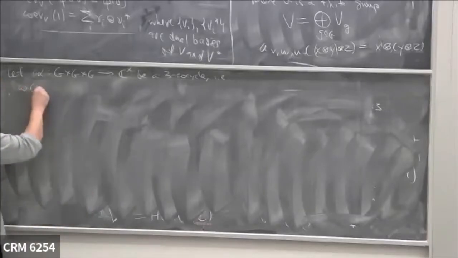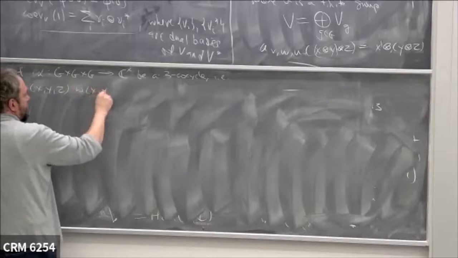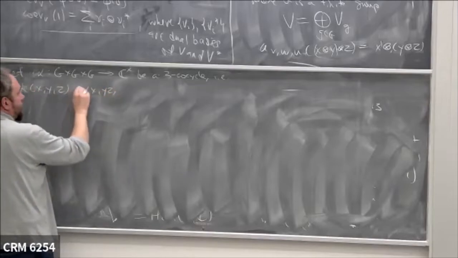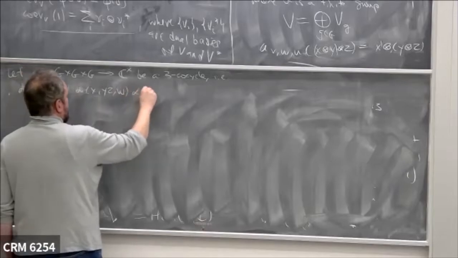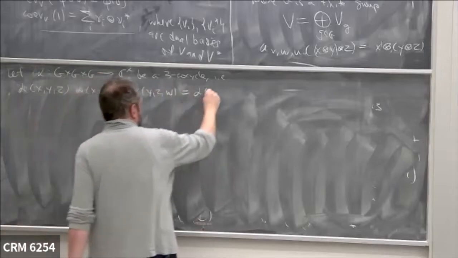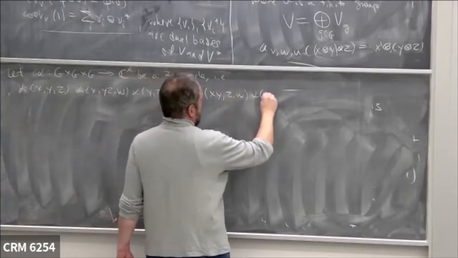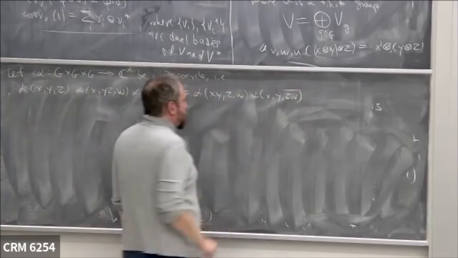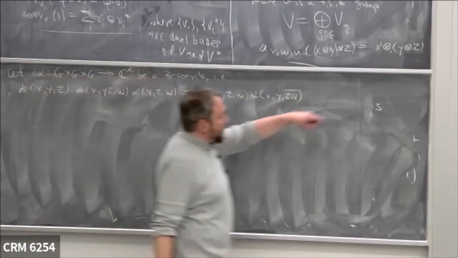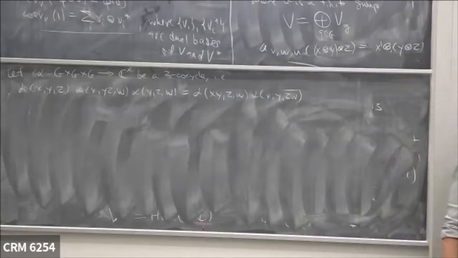Alpha of y, z, w times alpha of x, yz, w times alpha of x, y, z equals alpha of xy, z, w times alpha of x, y, zw. Note that this equation was already written on the board here. That's how you would read this condition. You have the same situation: triple product on one side, double product on the other side, and the values of the arguments are the same.